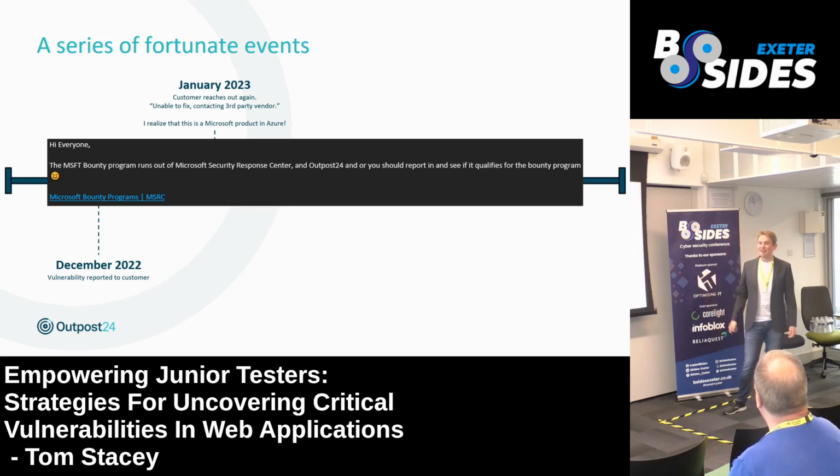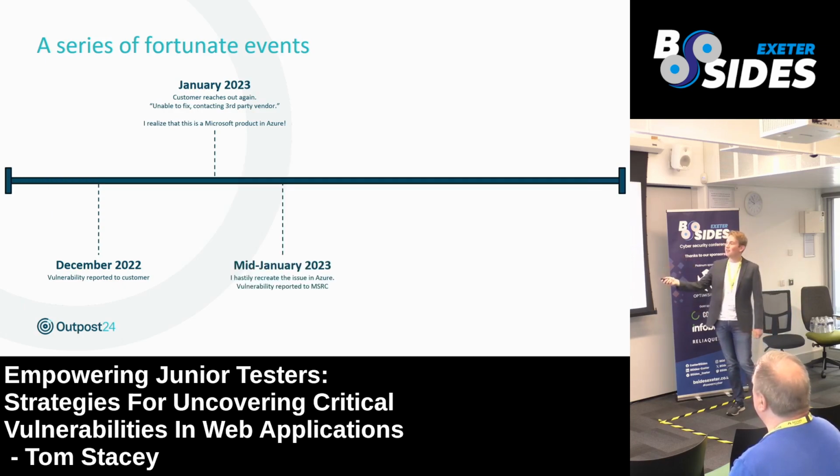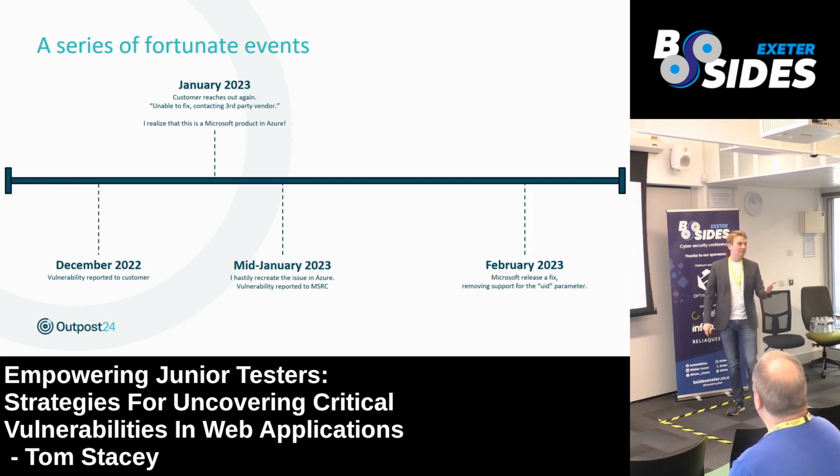At which point I realized the application I was testing was a customer's instance of Azure's API management software, which means I had a good shot at maybe my first bug bounty along the way. So, in the middle of January, I recreated the issue exactly as I did in the customer's environment in a default instance of Azure, and it worked exactly the same way, unbelievably. So I reported it to Microsoft, and in February, the following month, they fixed it by obviously removing support for the UID parameter. If you bypass this, amazing. Let me know how you did it.